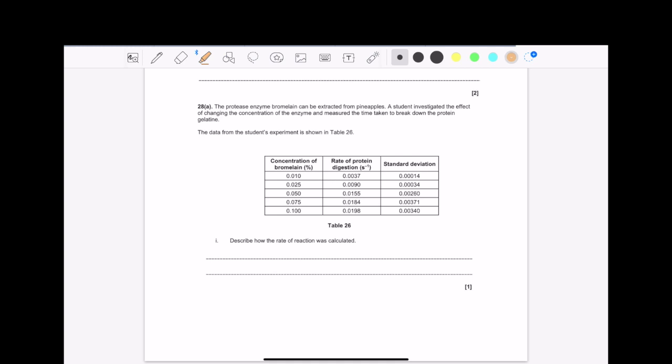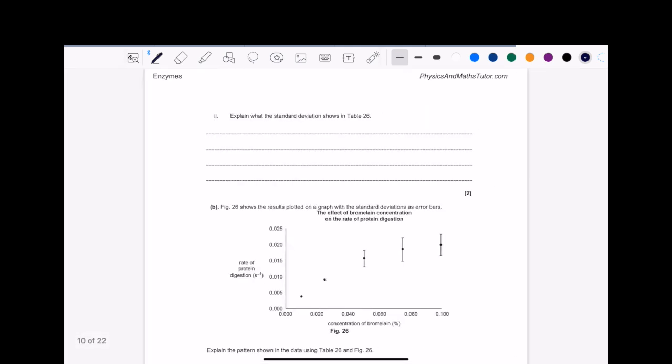So let's begin. Describe how the rate of reaction was calculated. We look at where that's written in the table, and we can see that's s to the power minus 1. So you don't even need to do A-level maths, you just need to have done GCSE maths to know that if something is to the power minus 1, that is essentially the same as saying 1 over that thing, so 1 over seconds, right? So that's your answer.